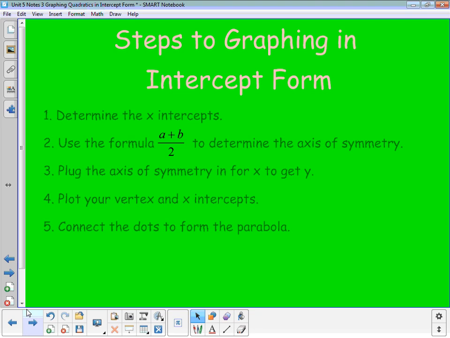Then we're going to plug in the axis of symmetry for x to get our y, just like we did with the opposite of b over 2a. Next, we're going to plot our vertex and our x-intercepts. We want to plot our vertex, and then on the x-axis, those two intercepts we found in step 1. Then we should have 3 points forming a parabola, so we can connect them.